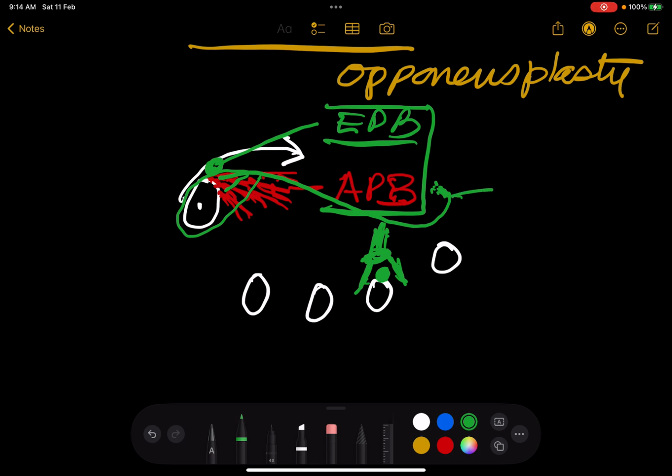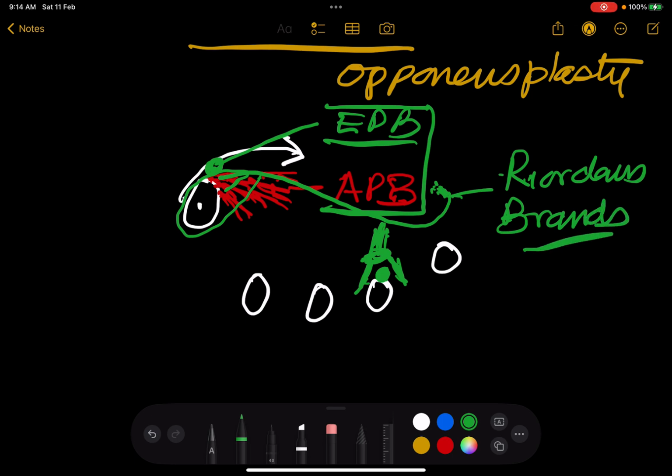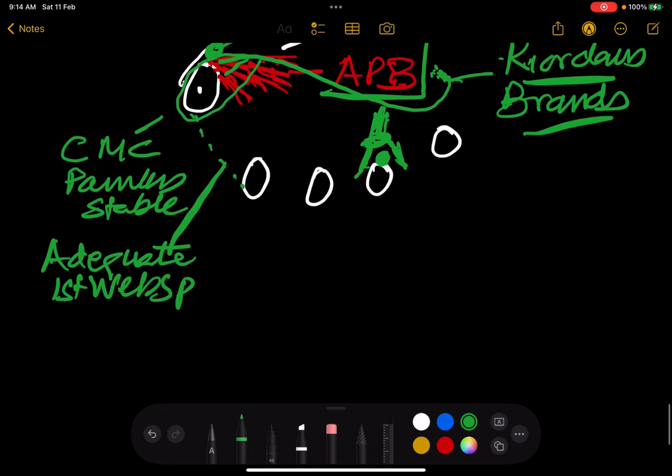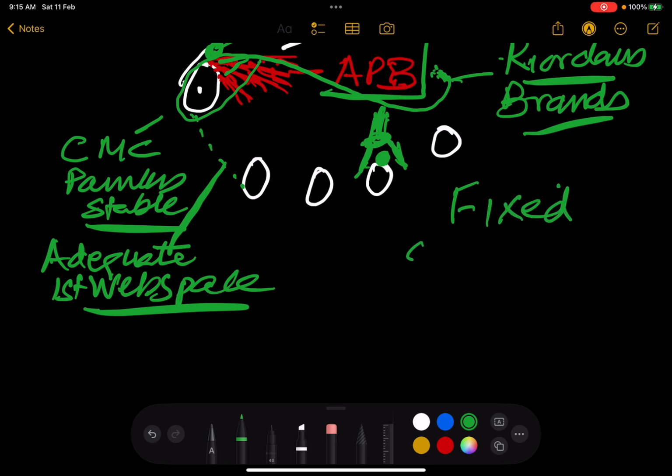So these two operations are called as Riordan's or Bunnell's operation. But the most important thing is, before this operation, the carpometacarpal joint must be painless and stable, and there must be an adequate first web space. So first you must achieve these before you plan this Riordan operation. So this is what is called as a fixed origin transfer.